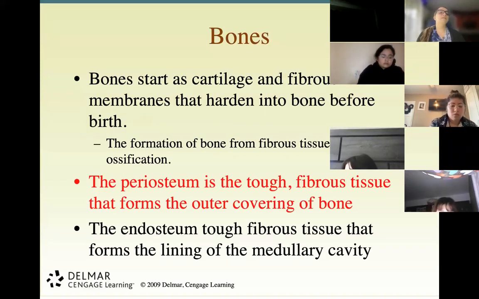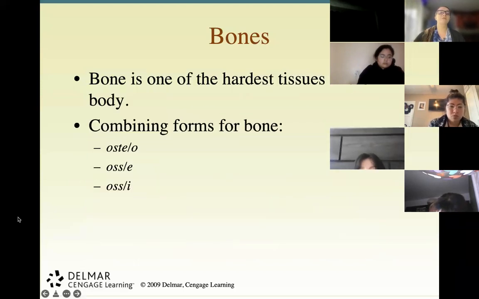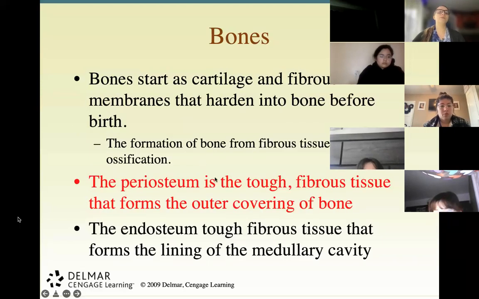Now, bones, when they're in their developmental stage, they're going to start as cartilage and more of fibrous membranes. Then as the animal develops and comes into infancy, those fibrous membranes and cartilage will then harden into the bone. So before the patient is even born, this is when all of that developmental, everything's coming together and forming. Now, that formation of the bone coming from the fibrous tissue and cartilage is known as ossification. So again, looking back at that root word, ossification, bones that are forming, becoming that formation process.